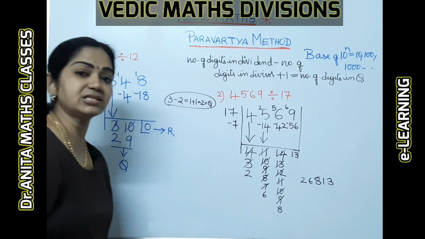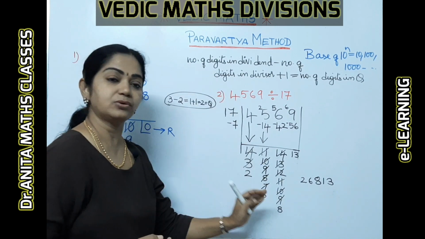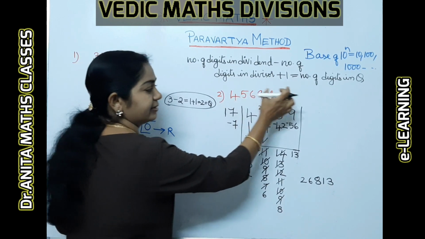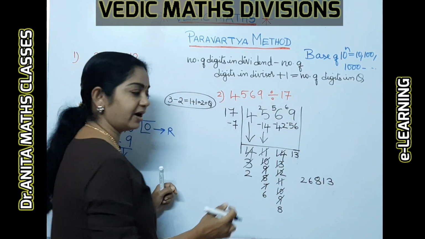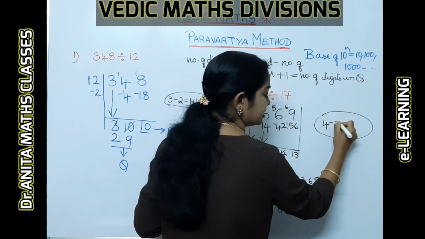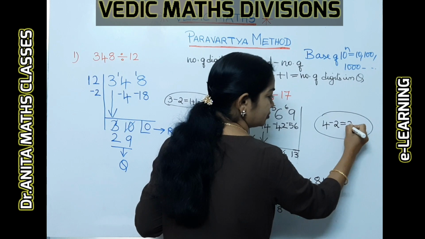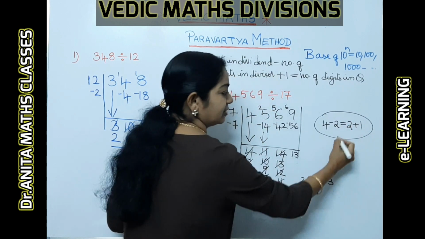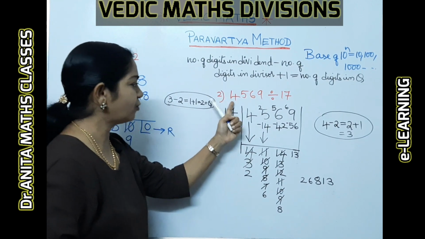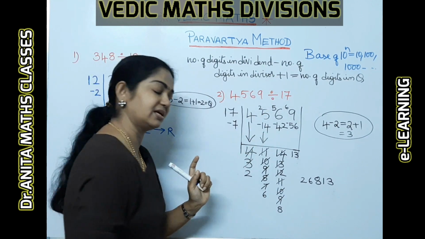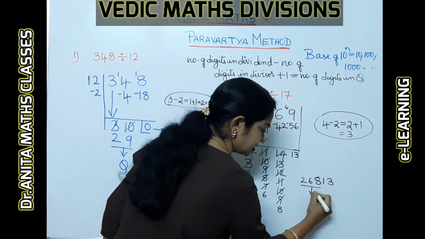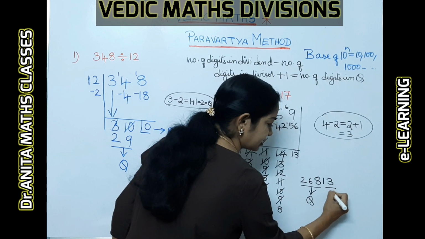Now how many digits we have to consider for the quotient is given by the formula: number of digits in the dividend minus number of digits in the divisor. The number of digits in the dividend is 4, minus divisor 2, so you get 2. For that you have to add 1, so that comes to 3, isn't it? All that you have to do in the mind: 4 minus 2 is 2, 2 plus 1 is 3. So from the left, consider 3 parts as your quotient. The remaining parts are the remainder.